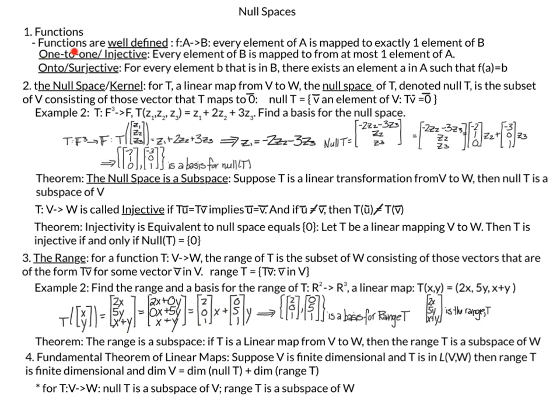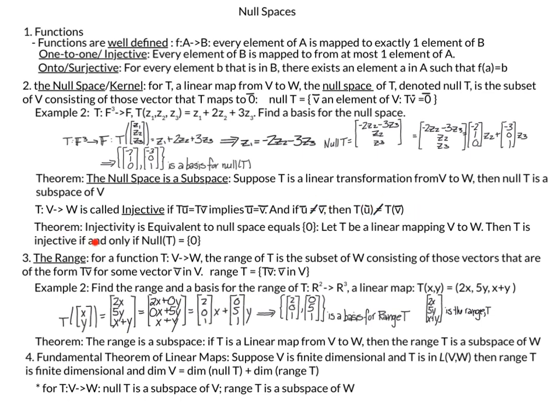Next, we come back to this one-to-one injective idea, and we say that T going from V to W is called injective if TU equals TV implies that U equals V. And if U does not equal V, then TU should not equal T of V.